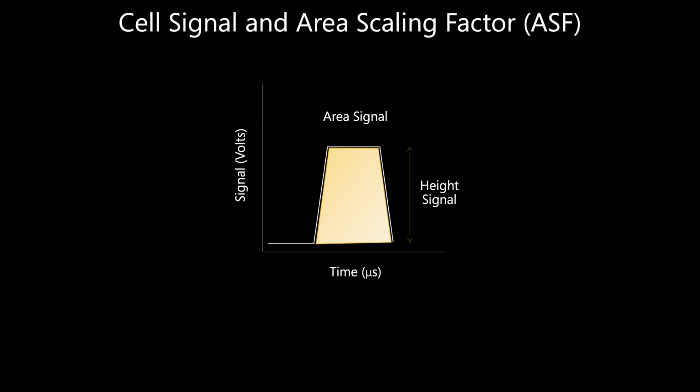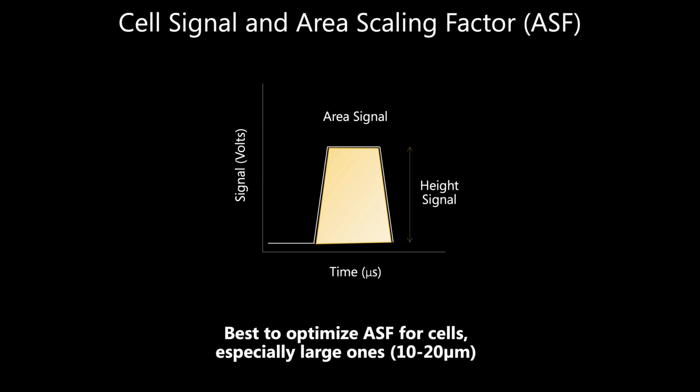No matter what kind of sample you plan to run, remember to check these values before acquiring your precious samples. It's best to optimize the area scaling factors for the cells you are working with in your assays, especially if they are very large cells, say 10 to 20 microns. The ASFs generated by daily QC are a great starting point, and if you're working with something like whole blood, odds are the QC ASFs are good enough.